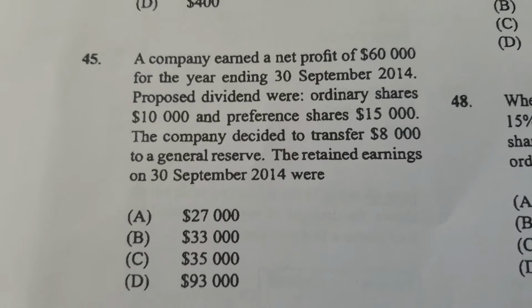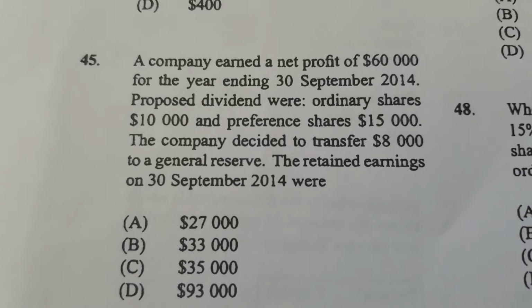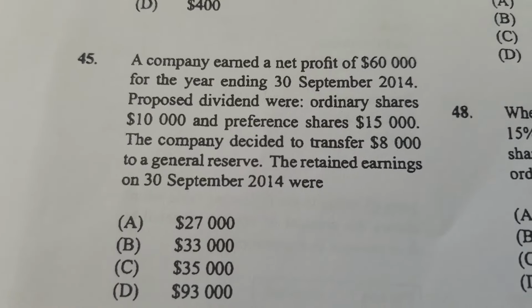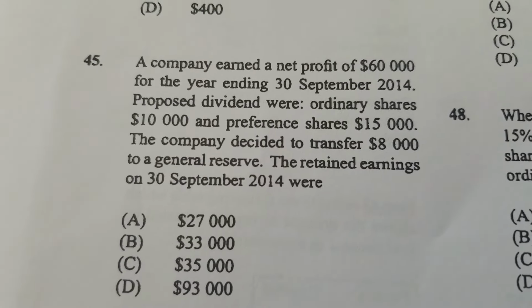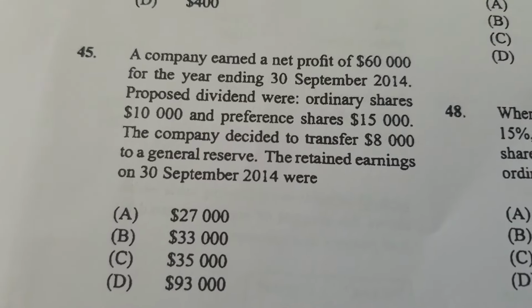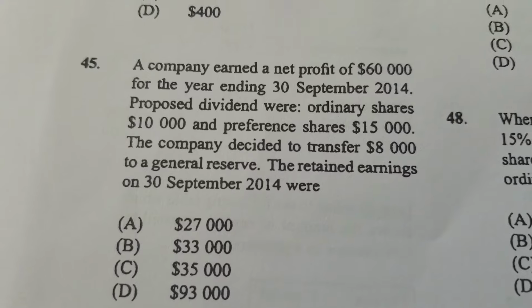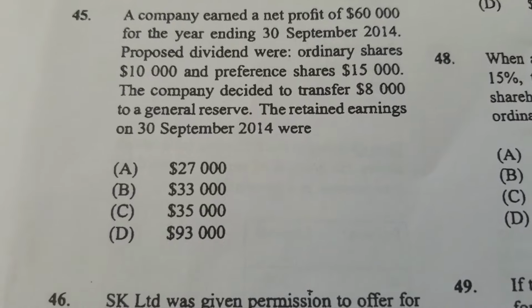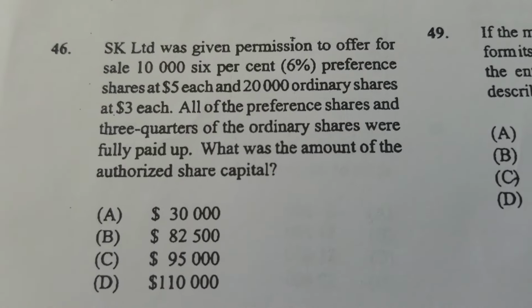What would it be? So let's go from the top. We have $60,000 for the net profit. We're going to be subtracting the dividends for ordinary shares and preference shares. That would amount to $25,000. And we're going to set aside an amount for general reserve of $8,000. That too, so the $25,000 plus the $8,000 will be added together, subtracted from the $60,000, and then our answer would be $27,000. So the $27,000 will be the retained earnings.